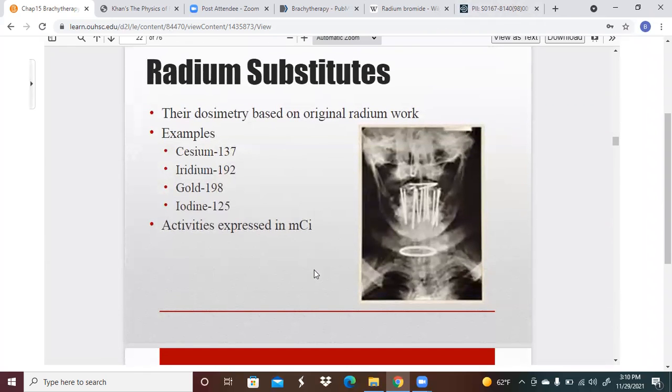Radium substitutes, because everybody enjoys working with radium, right? There's no better way to deliver brachytherapy than through radium. So the dosimetry is based on the original radium work. You do a lot of work with radium, so you know a lot about it, and you can try to relate back to that. Some examples here are cesium-137, iridium-192, gold-198, iodine-125, and of course the activities are expressed in millicuries.